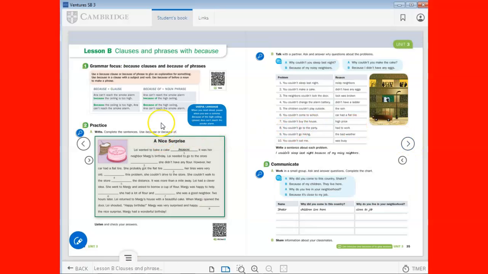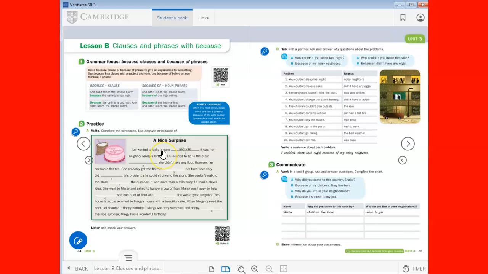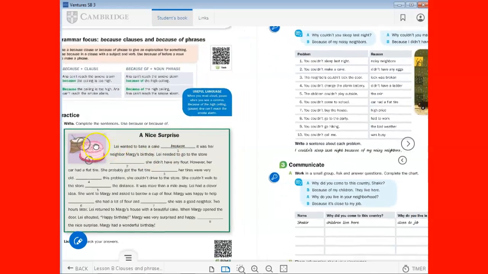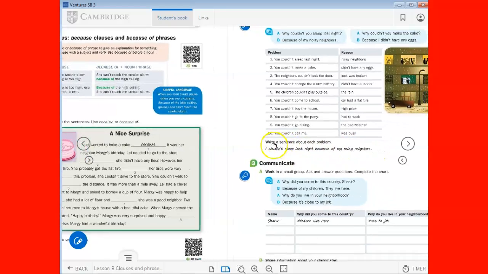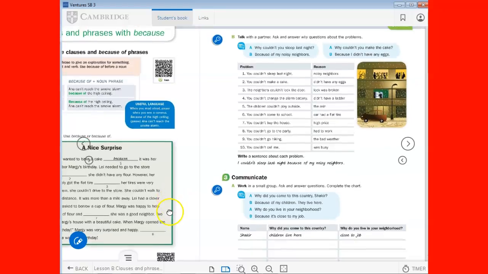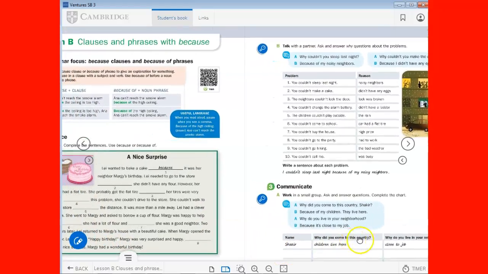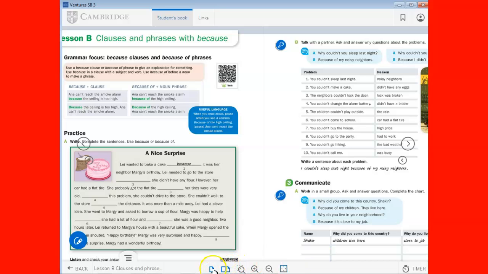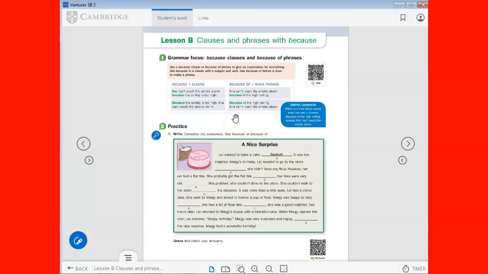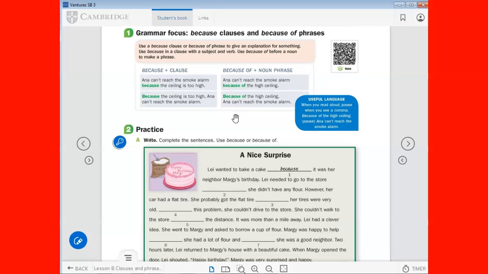All right, so in our student workbook, let's take a look at the grammar right here. Hold on, let me go to one page. It makes it a little easier. There we go. I'm going to blow that up. All right, let's watch the video. And this is, of course, all just review. But what we're looking at here is because followed by a clause and because of followed by a phrase. Okay? So let's watch the video.